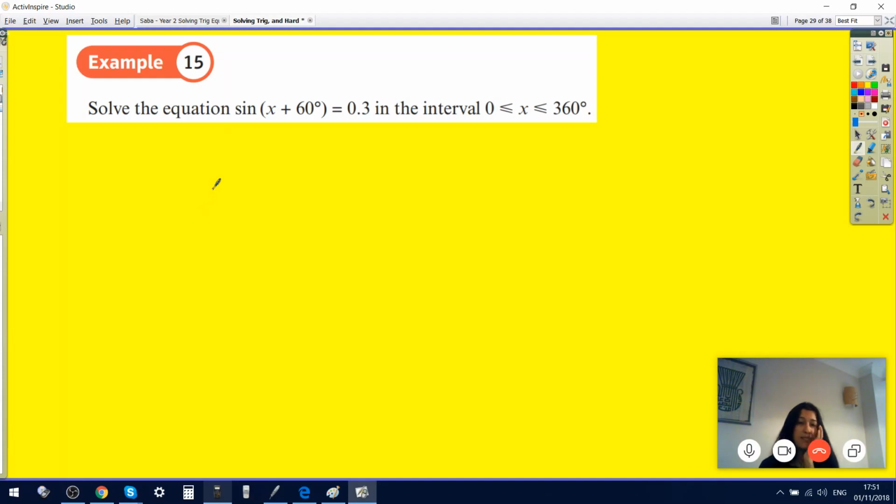I feel like it's easy, but I just can't think. This isn't sine times x plus 60. It's the sine of x plus 60, so you can't expand it. It looks similar, but it's totally different. It's like the f of x or something. It doesn't mean f times x.